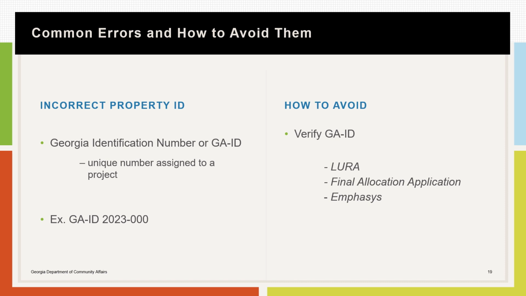The Georgia ID could contain an additional character or additional characters to denote a difference, most likely in funding, from the typical tax credit project. Either way, you can verify the Georgia ID on any of the following documents: the LORA, the final allocation application, or lastly, just log into the Emphasis certification portal, type in your project name, and the project ID, Georgia ID, attached to the project name will show up. Verify that you're using the correct Georgia identification number.